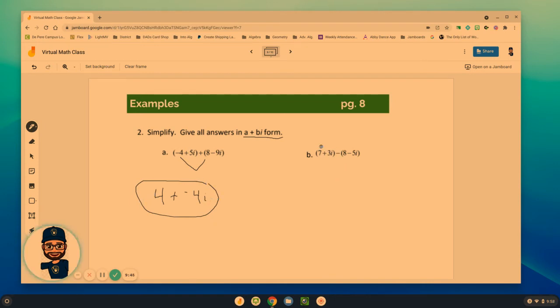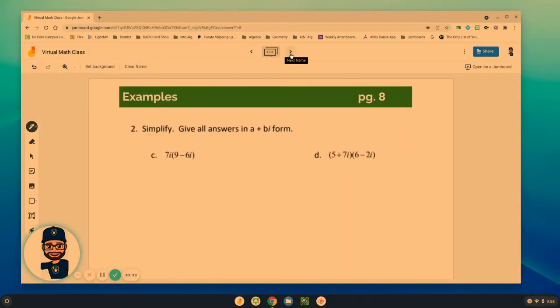In our second one, we've got a subtraction sign, so 7 minus that 8. 7 minus 8 becomes negative 1. 3i minus negative becomes plus. So 3 plus 5 is plus 8i. Negative 1 plus 8i. Next set. See if you can simplify these two.